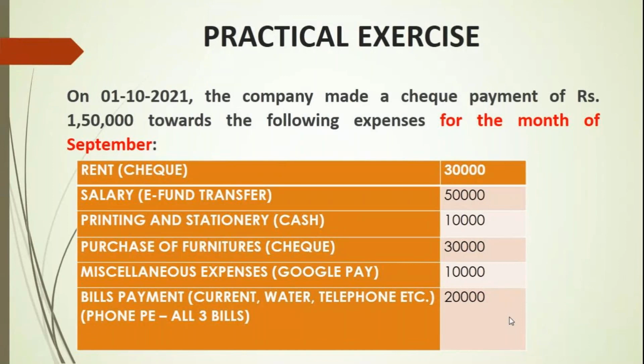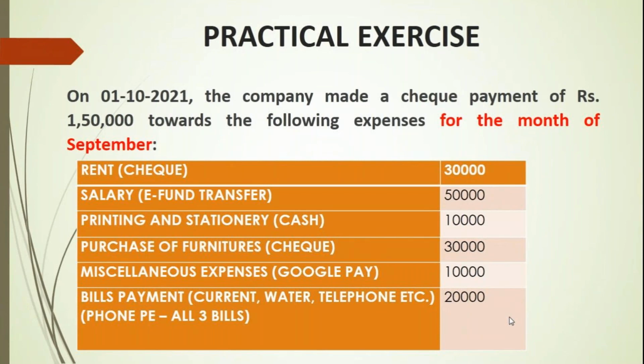Now here, based on this newly created voucher type, we will go and pass the entries. Yes, so I have a small illustration here. On 1st of October, the company makes a check payment of 1,50,000 towards the following expenses for the month of September. So here I've given that for the month of September all these expenses were incurred, and the payment was done by 1st of October. Now which are the expenses incurred for the month of September? It is rent, salary, printing and stationery, purchase of furnitures, miscellaneous expenses, and bills payment.